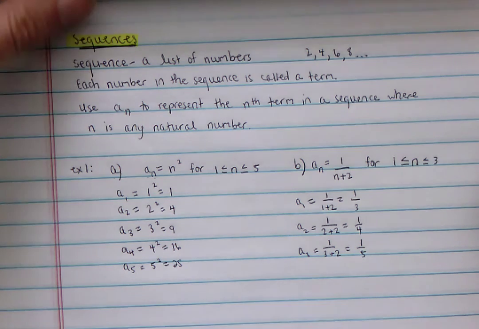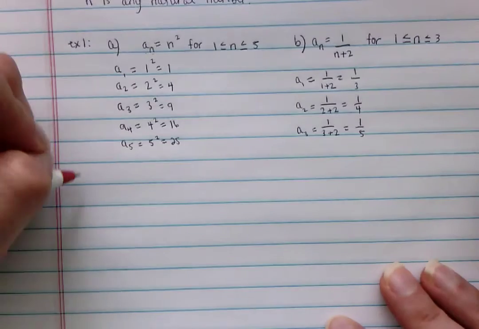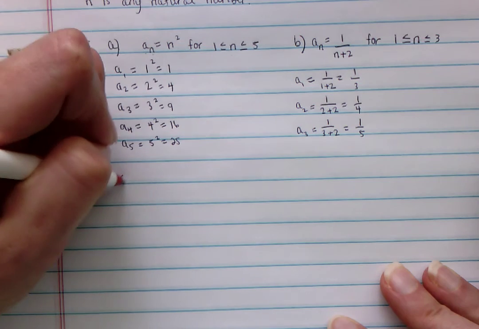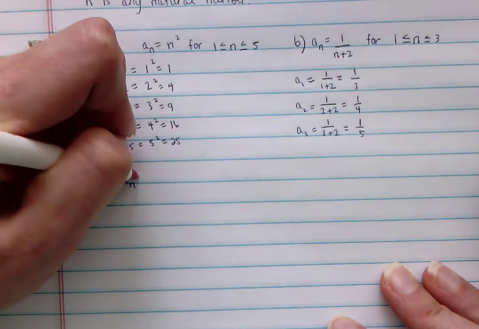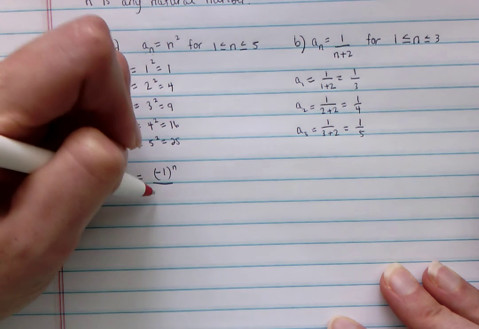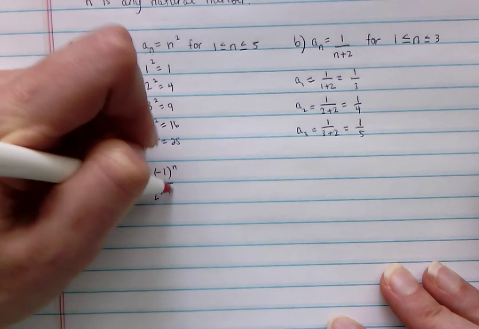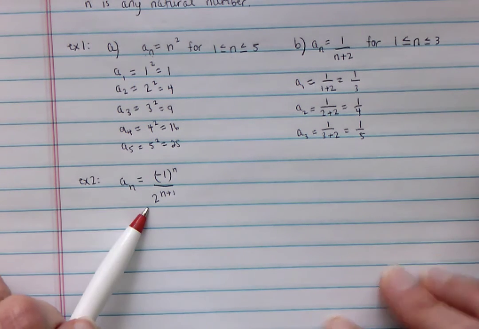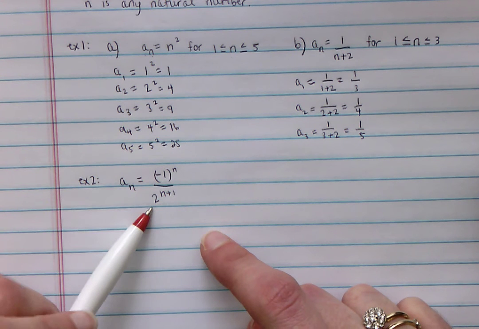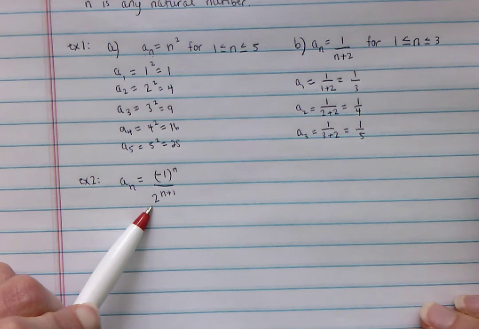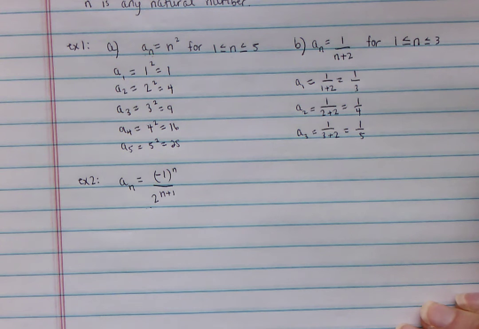Example 2 is listing the terms of an infinite sequence. So let's look at that one. So here it says we have an infinite sequence, and it's defined as negative 1 to the nth power over 2 to the n plus 1. But in the instructions it says, even though this is going to be representing an infinite sequence, it just asks us to write the first 3 terms of the sequence. And then we're just going to add that dot, dot, dot to show that it continues on.